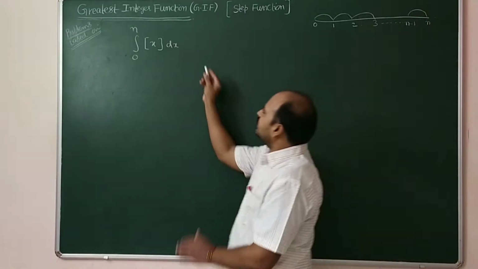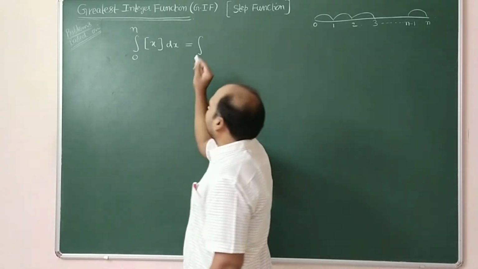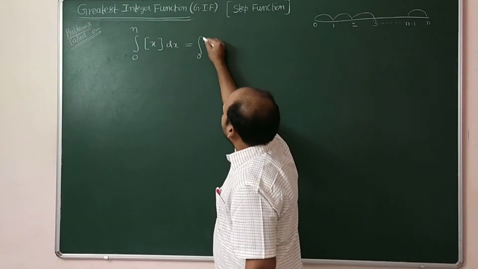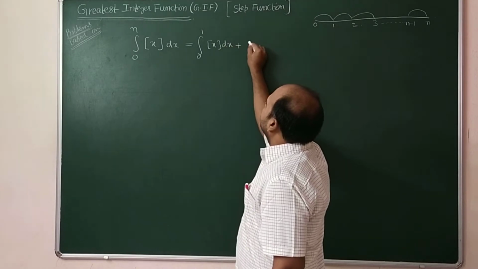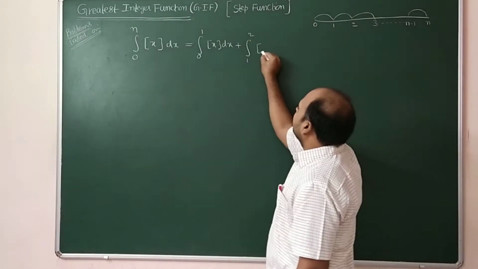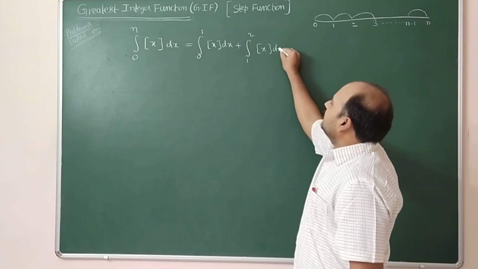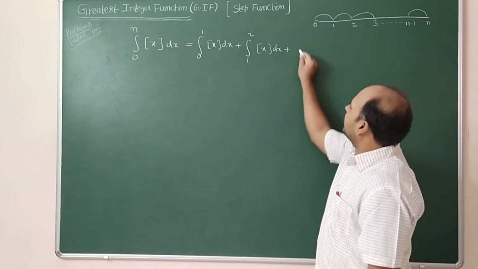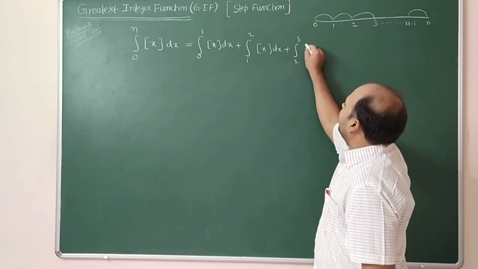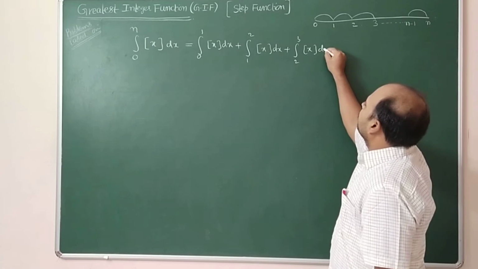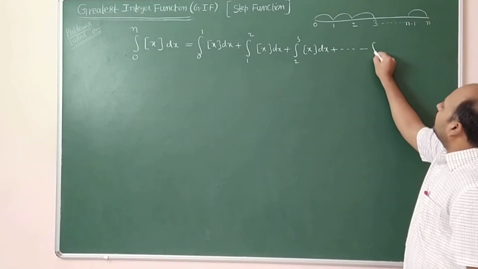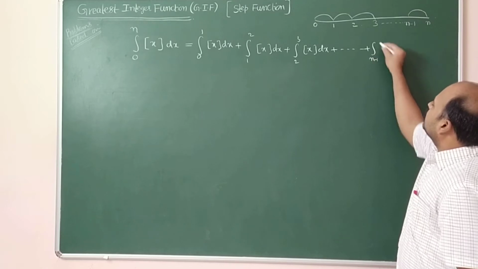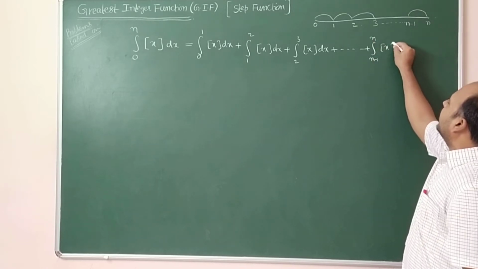So first you have to split into different intervals. So integral 0 to 1 of step x dx, plus integral 1 to 2 of step x dx, plus integral 2 to 3 of step x dx, plus and so on, integral n minus 1 to n of step x dx.